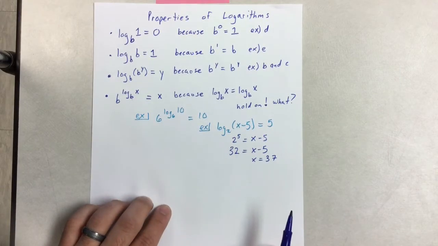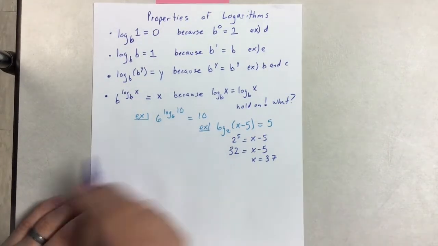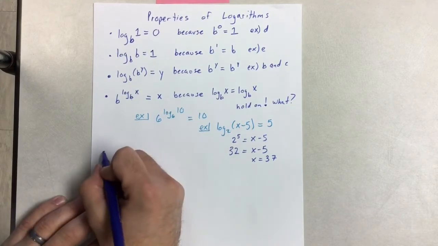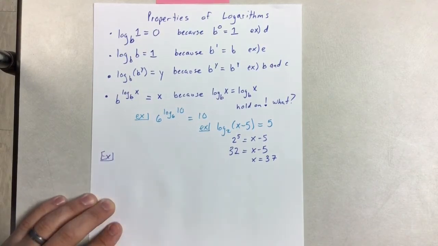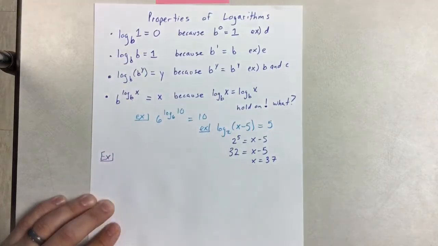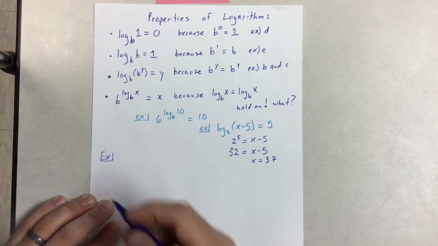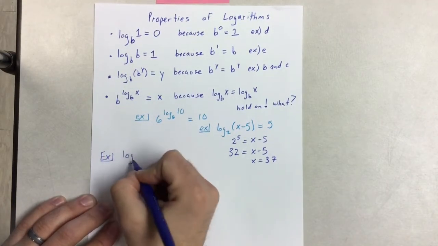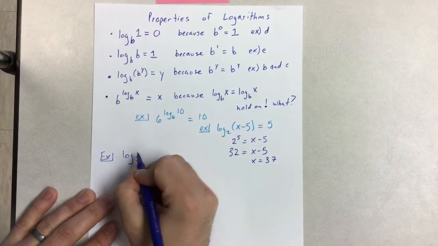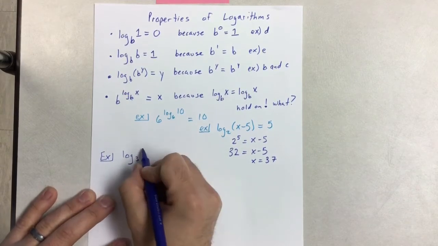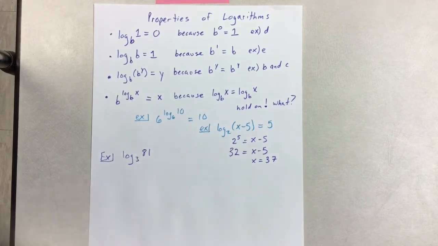Okay? So let's say we have another example. So this whole concept is just example after example after example, because that's how we're going to better understand this, is just looking at examples. Log base 3 of 81. So what does it equal?